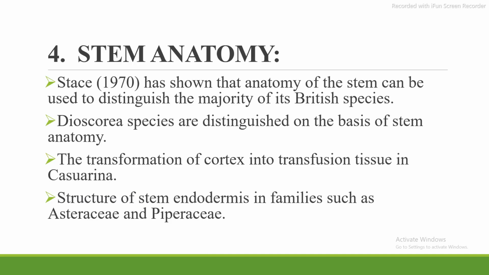Stem anatomy. Stacey, 1970, has shown that the anatomy of the stem can be used to distinguish the majority of its British species. For example, Dioscorea species are distinguished on the basis of stem anatomy. The transformation of cortex into transparent tissue in the Casuarina. Structure of stem endodermis in the families such as the Asteraceae and Piperaceae.